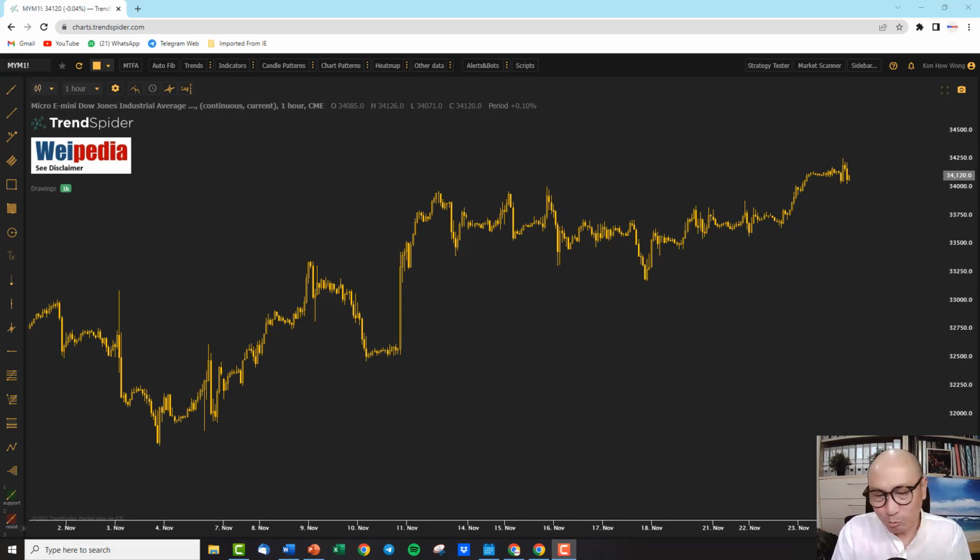Let's look at the technical reason right now. But before that, what we're looking at here is the micro E-mini Dow Jones. In the first part on the buy strategy, we discussed the E-mini Dow Jones. So today is the micro E-mini Dow Jones, which is basically 1/10 the size of the E-mini Dow Jones. I always advocate that when we trade a contract, we must always understand what we're trading. So now, how do we understand the micro E-mini Dow Jones?